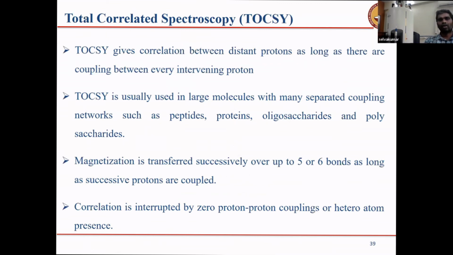Next one is the TOCSY, total correlation spectroscopy. This is also homonuclear coupling. This is also through-bond correlation. TOCSY gives correlation between distinct protons as long as there is coupling between every intervening proton. TOCSY is usually used in large molecules with many separated coupling networks, such as peptides, proteins, oligosaccharides, and polysaccharides. Magnetization is transferred successively over up to 5 to 6 bonds. We will get the cross peaks. If the correlation is interrupted, where zero protons or heteroatoms are present, we cannot see any correlations.